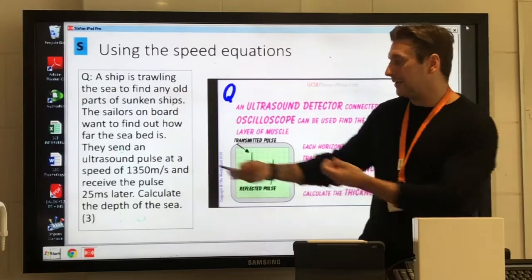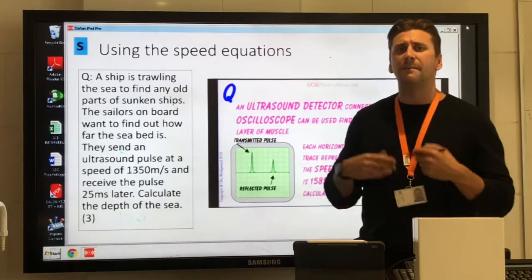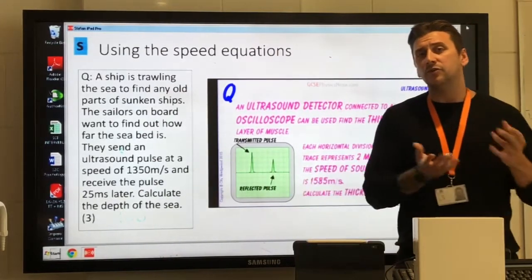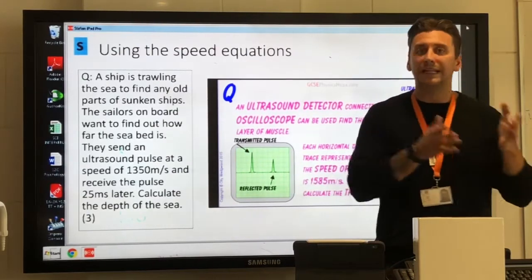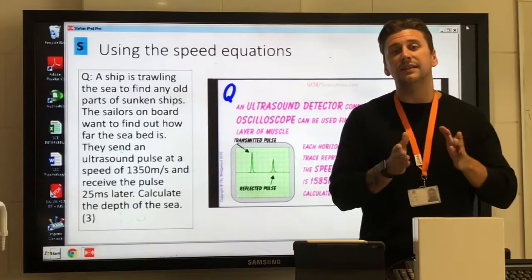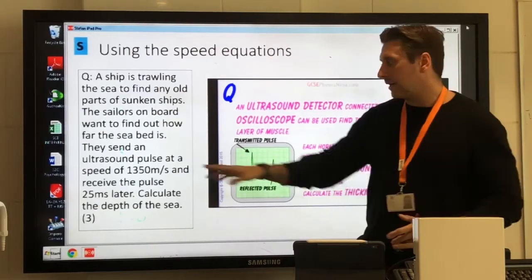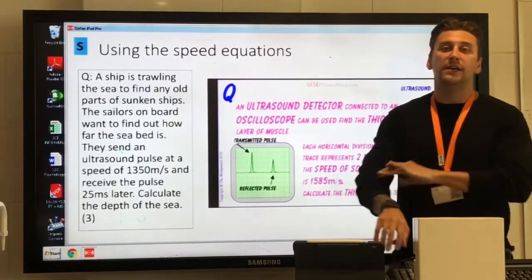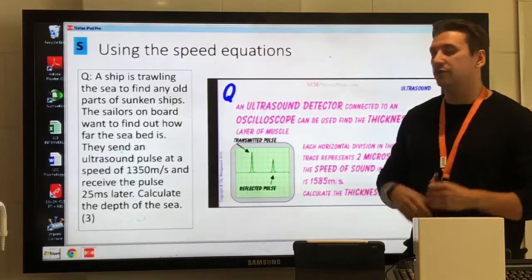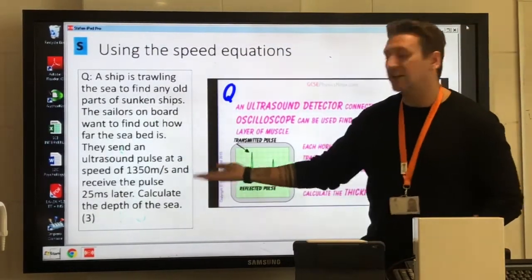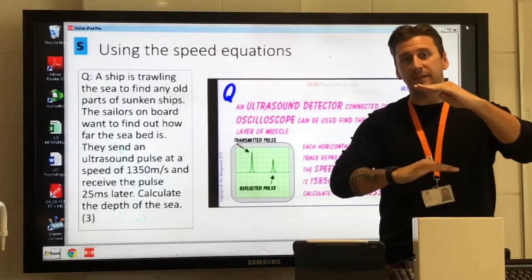Now, straight away we have something that we need to think about. 25 ms, which is a time, refers to 25 milliseconds. And we know that milliseconds can be converted back to seconds using times 10 to the power of minus 3. So that would be time equals 25 times 10 to the minus 3 seconds. Speed is equal to 1,350. We've been asked to calculate the depth of this sea.